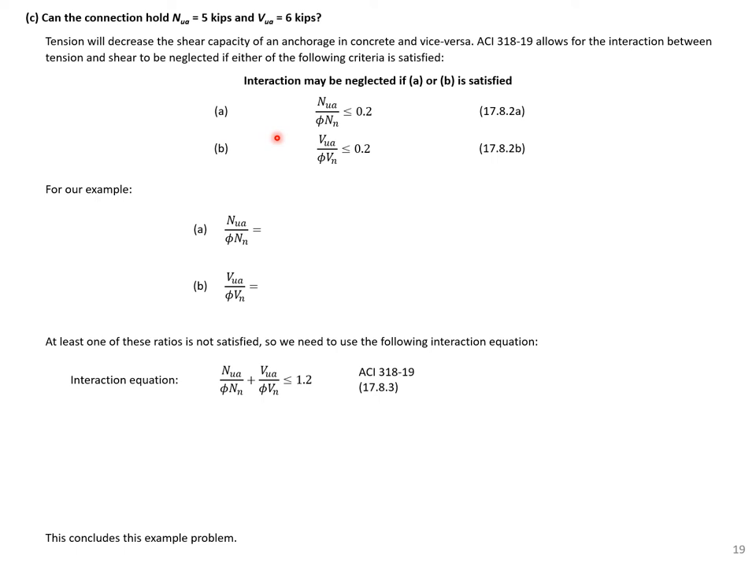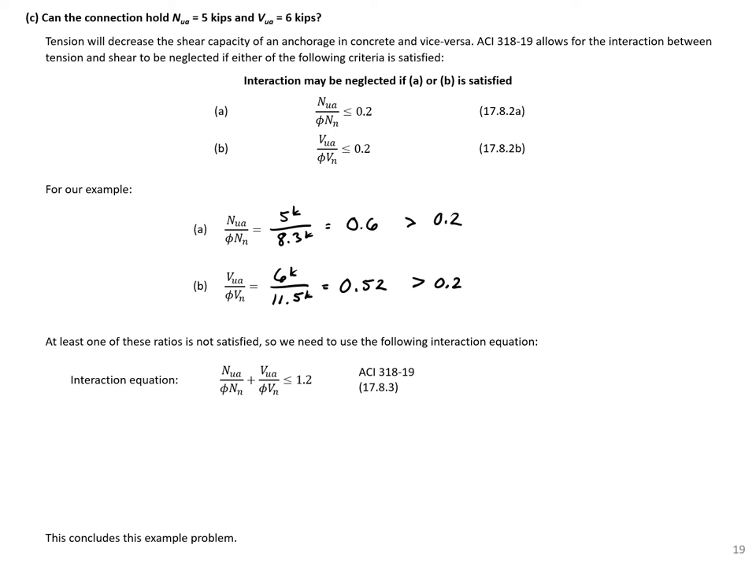So in our example, we need to first calculate these ratios and see how they compare to 0.2. So starting with our axial capacity, we have a 5 kip demand divided by our capacity, 8.3 kips, which will give us a ratio here of 0.6. We can see that this is greater than 0.2, so already we know we need to consider the interaction between tension and shear. But we also need the ratio of our shear strength for our interaction equation, so we'll calculate that as well. So our demand here in shear is 6 kips, and our capacity in shear is going to be 11.5 kips. So this will give us a ratio of 0.52. So again, we're greater than 0.2 there, so we need to consider the interaction.